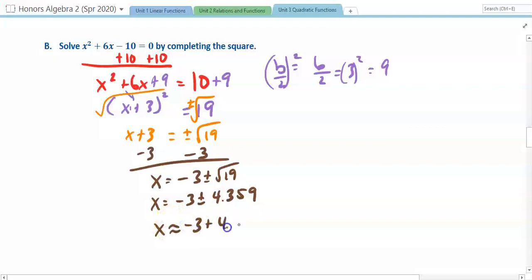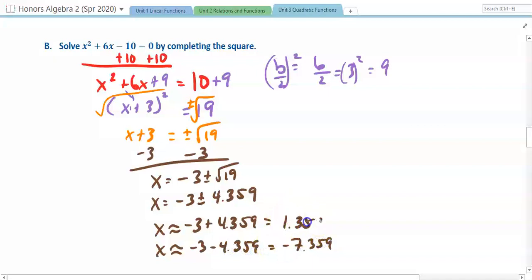And so then we would add and subtract this, and we would get that x is approximately equal to negative 3 plus the 4.359, and x is approximately equal to the negative 3 minus the 4.359. And so this is going to give us negative 7.359. This one will give us 1.359. So again, we can represent this answer one of two ways. If we need the precise answer, that's this, negative 3 plus or minus the square root of 19. That's a perfectly legitimate final answer.